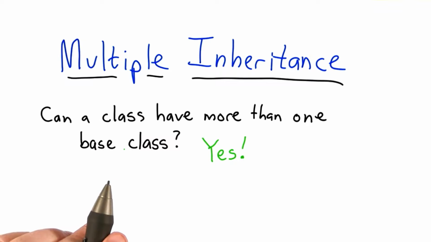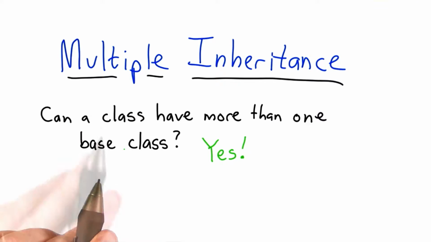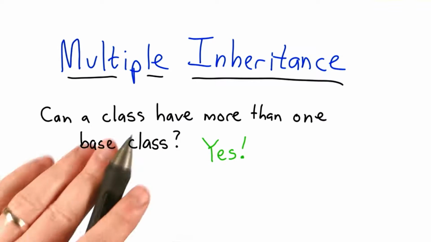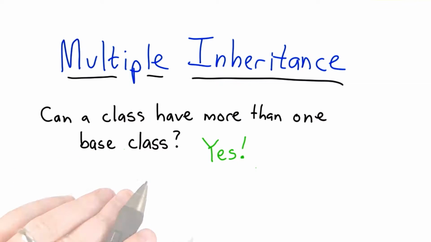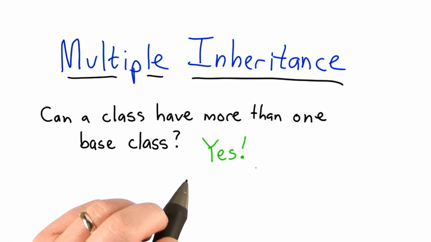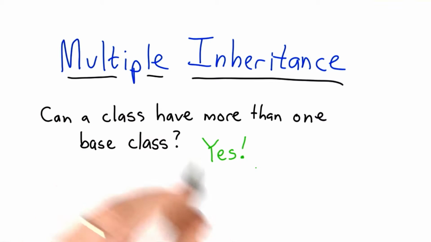For example, Java only allows a single base class for a class and works out other mechanisms to solve some of the problems that we solve with multiple inheritance. In Python, a class can have multiple base classes, and this is both very useful and potentially quite dangerous.